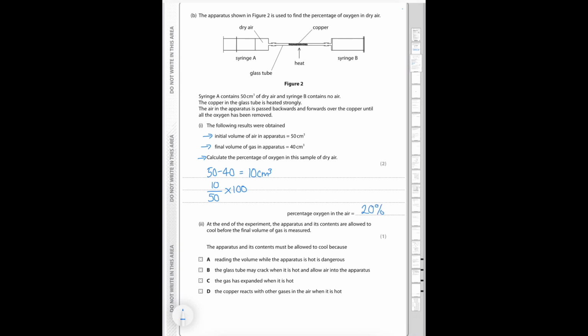Then, at the end of the experiment, the apparatus and its contents are allowed to cool before the final volume of the gas is measured. The apparatus and its contents must be allowed to cool because, and we've got to give the correct answer out of our 4 options here, the correct answer would be because the gas has expanded when it's hot, so we need to leave it to cool, so we take the correct measurements.